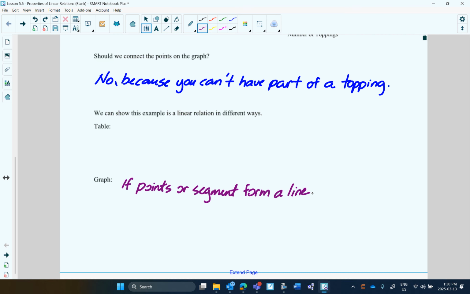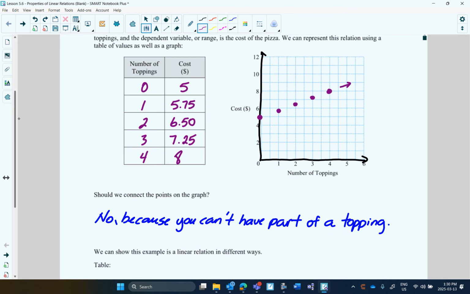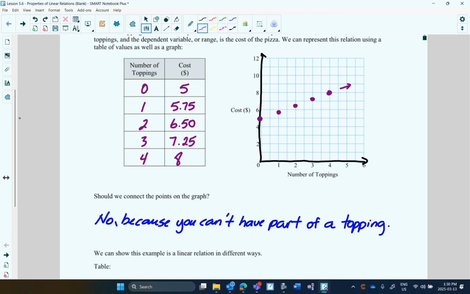But how could you tell just by looking at a table? Like, what if we didn't have the graph? What if we didn't have this, but we only had this? You would see the cost of each topping and then you just see them. Right. Notice what's happening here. Every time I add one topping, so I add a constant amount of 1, the range value, or y value, goes up by 0.75.